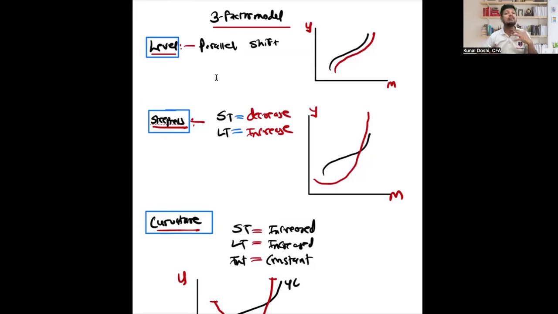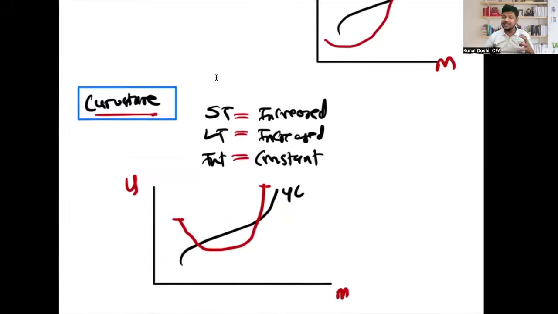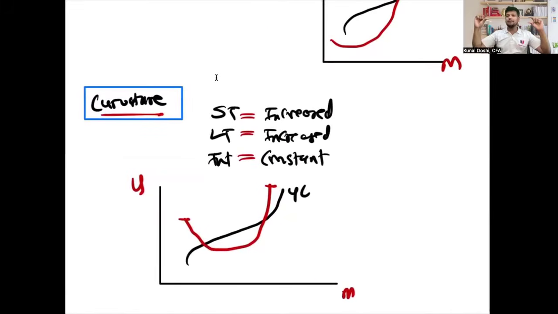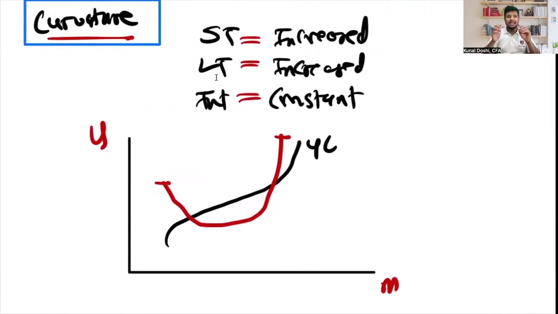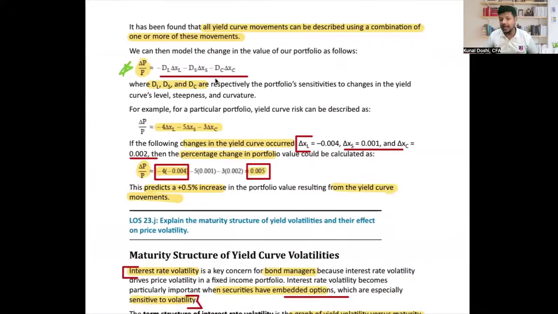Then comes steepness and curvature. Curvature is basically how the short term, long term, and the mid term or intermediate behave. If the short term and long term are high and the mid term is constant, and they increase, then it becomes more curved. You see this, the red one, where the long term and short term increase further; it becomes curved compared to an intermediate bond. All three together will give me the change in the bond price.